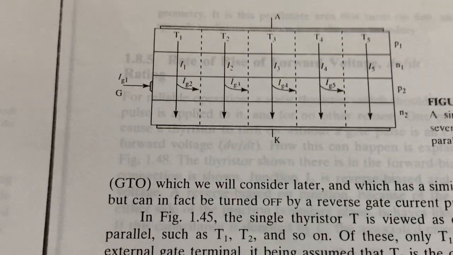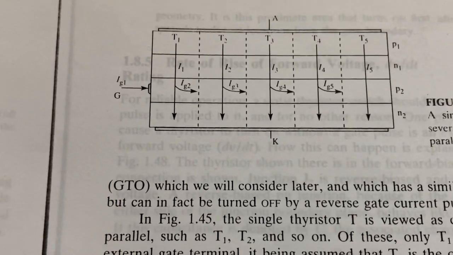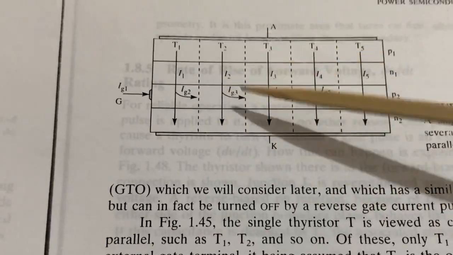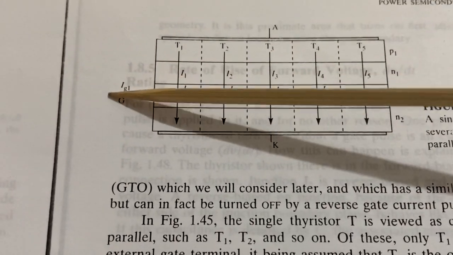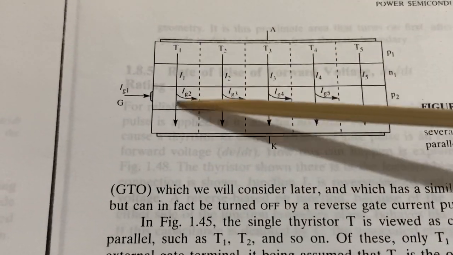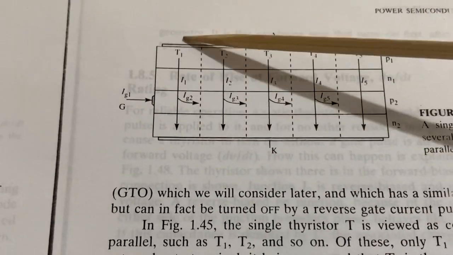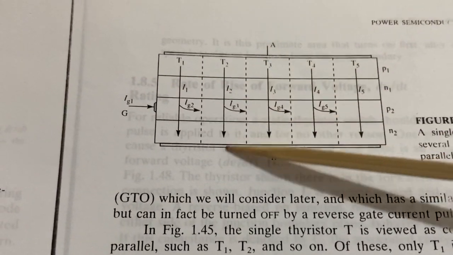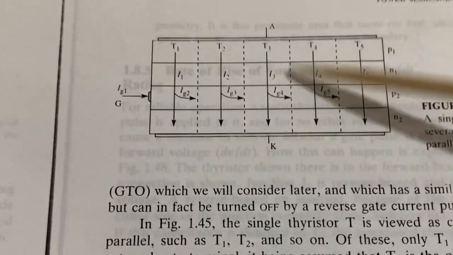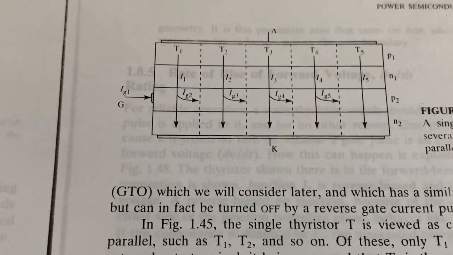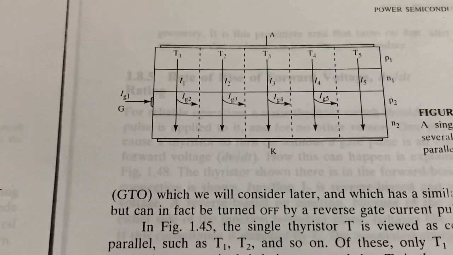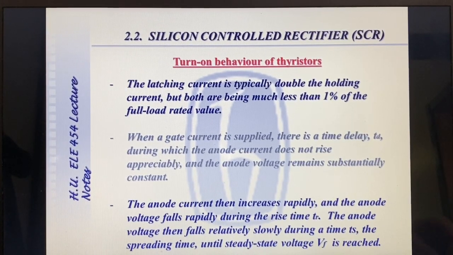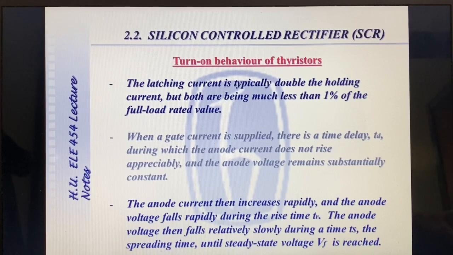Let us consider a single thyristor as several individual cells in parallel. That is, PN junctions are in parallel. So once you apply the gate cathode pulse and you trigger the first thyristor into on state, this anode current will supply the gate current of the nearby thyristor, which will push it into conduction. Similarly for the rest. So that's why once the anode current has reached a certain level, it cannot be stopped. The latching current is typically double the holding current, but both are much less than 1% of the full load value.